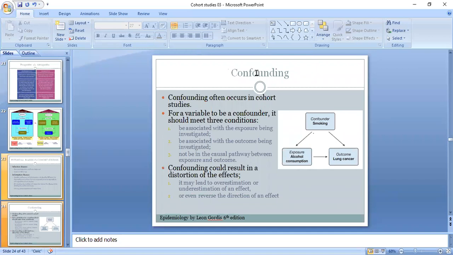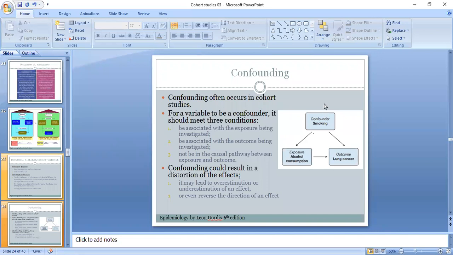Confounding often occurs in cohort studies. For a variable to be a confounder, it should meet three conditions. It should be associated with the exposure being investigated, be associated with the outcome being investigated, and not be in the causal pathway between the exposure and the outcome. Confounding could result in a distortion of the effects. It may lead to overestimation or underestimation of the effect, or even reverse the direction of an effect.